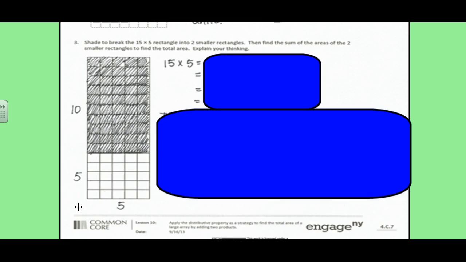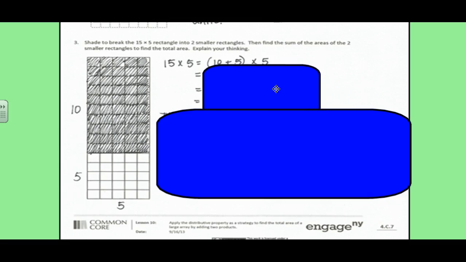So go ahead and shade this big rectangle into 2 different rectangles on your paper and label the side lengths like I have it. And you need to put 15 times 5 because this whole rectangle was 15 times 5, but we're going to break up the 15, as you can see, into 10 and 5. So if you would, put your paper and make it like I have mine right now, where you have it shaded and you have the 15 times 5 equation. And whenever you're ready to move on, you may push play.